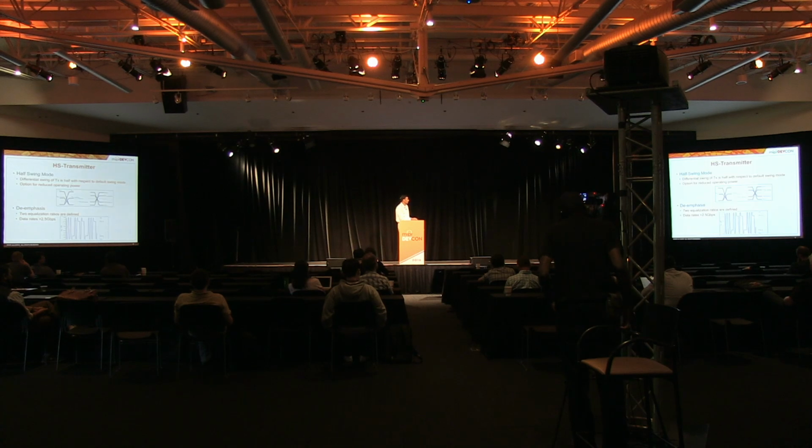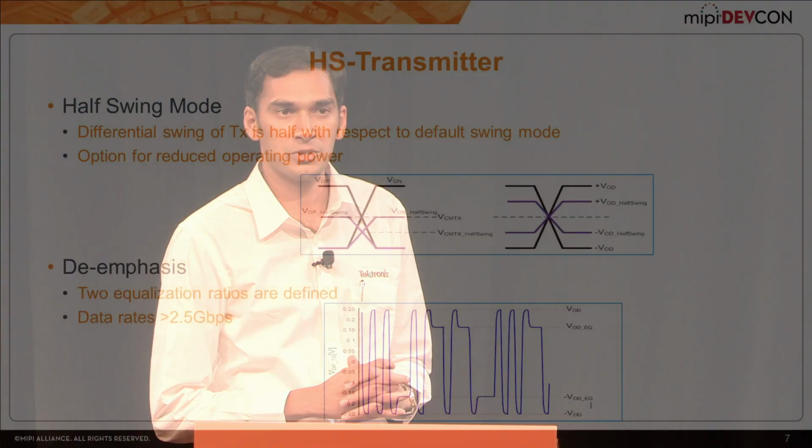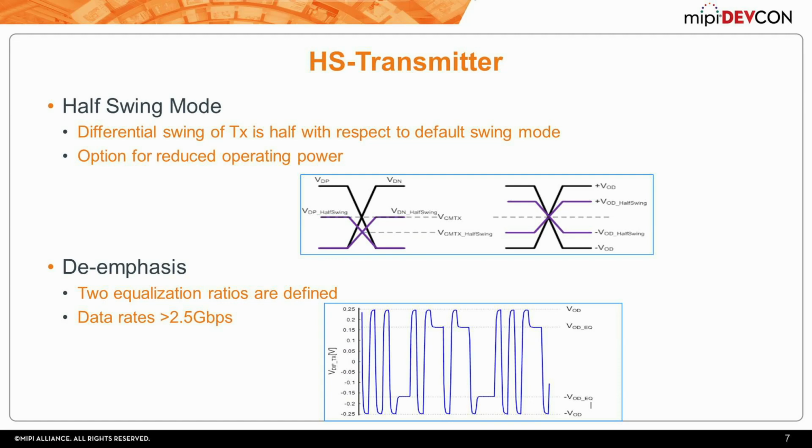There are a few more additional newer elements in version 2.0 of the spec. One is the half swing mode. In this mode, the driver could operate at half the differential voltage compared to the default swing mode. This enables some power saving. In fact, the half swing mode is an optional feature.